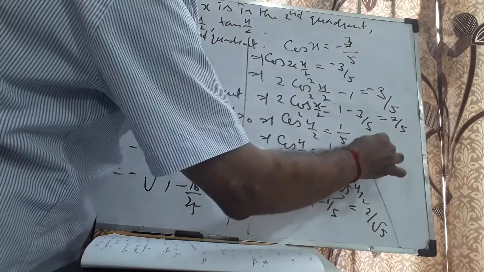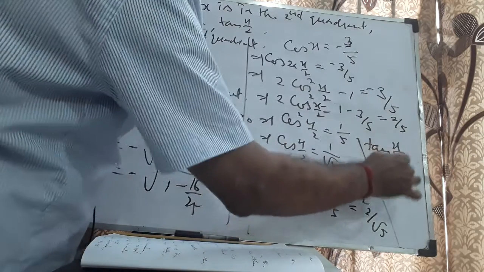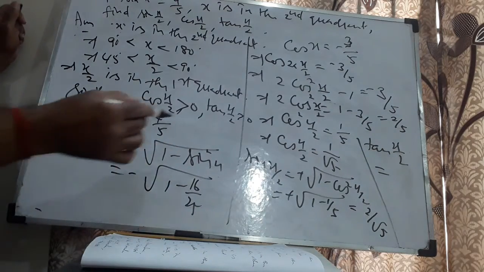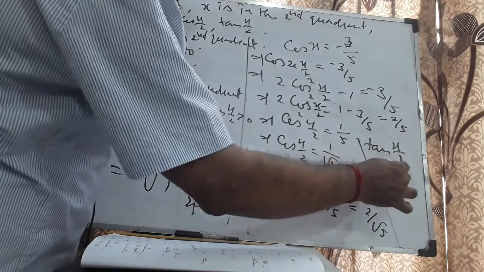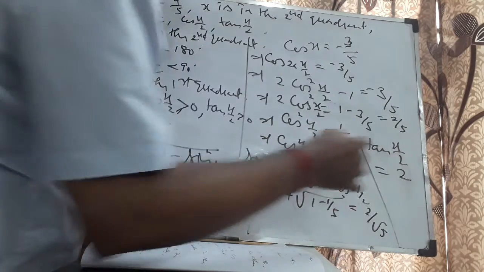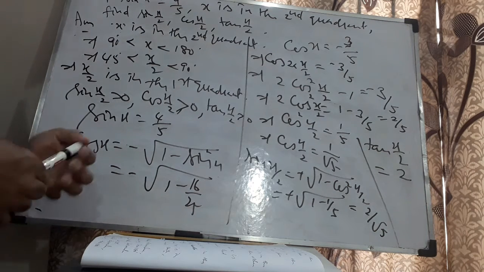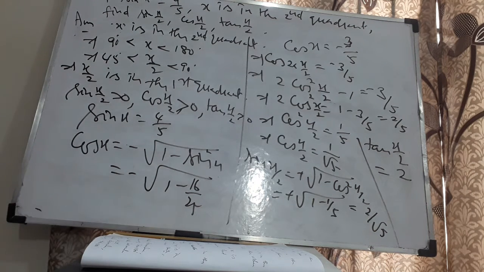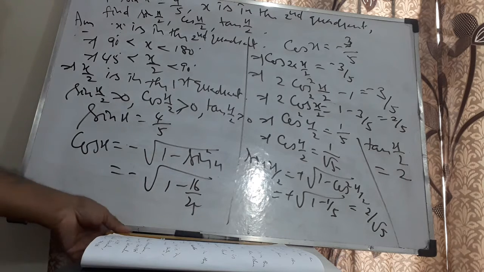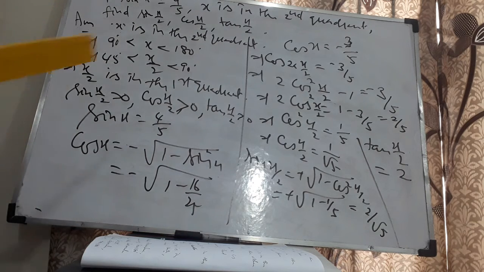Therefore, I end up with tan x by 2 equal to sin x by 2 by cos x by 2, which is simply 2 by root 5 by 1 by root 5, which gets reduced to 2. All the three ratios are positive here, automatically, x by 2 being an angle in the first quadrant.